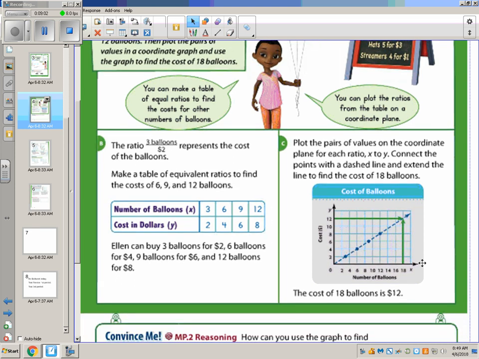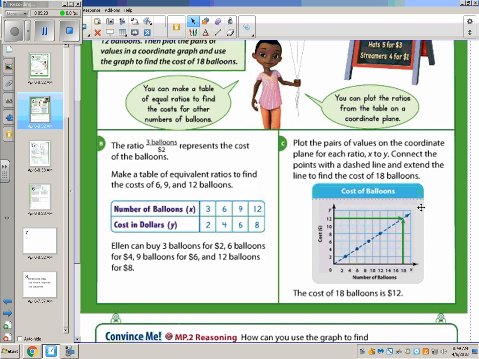Once they have it filled in, then they can plot those points on a coordinate grid. So for every 3 balloons, it was $2. So we go over 3, up 2, and they have a dot right there. When there were 6 balloons, excuse me, there were $4. So if we go over 6, up 4, they have a point there.